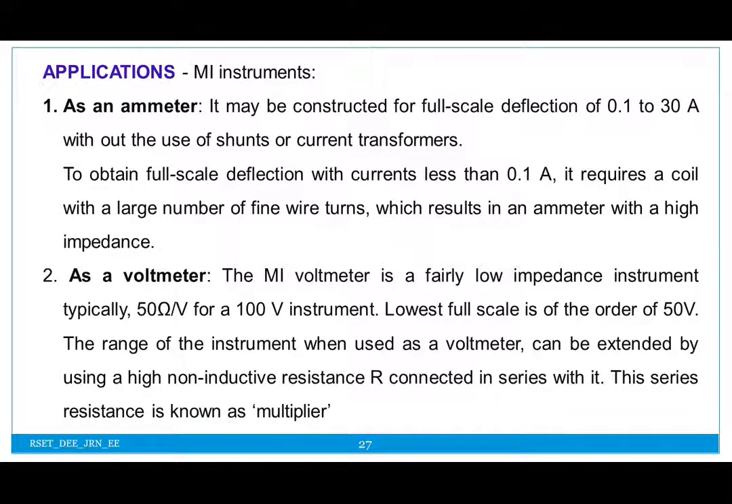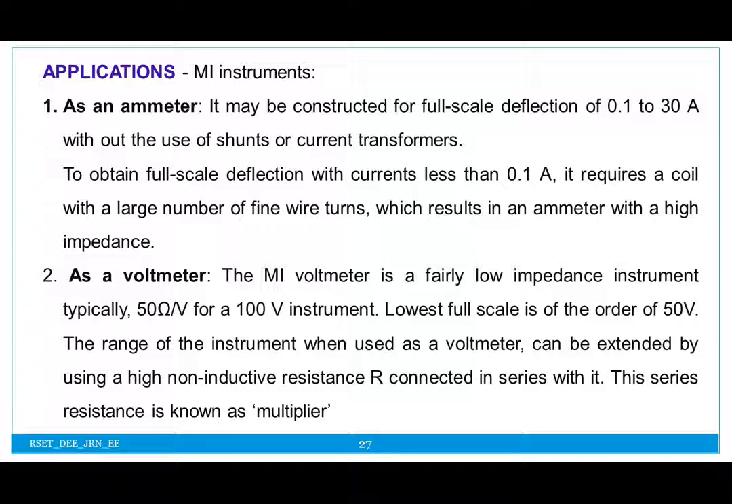Now, applications: generally used as ammeter and voltmeter. As an ammeter, it may be constructed for full-scale deflection, in some books you can see it as FSD, of 0.1 to 30 amps without the use of shunts or current transformers. To obtain full-scale deflection with currents less than 0.1 amps, it requires a coil with a large number of fine turns, which results in an ammeter with a high impedance.